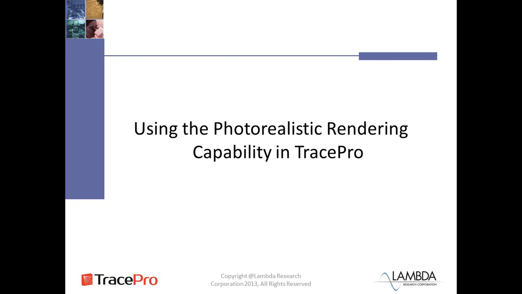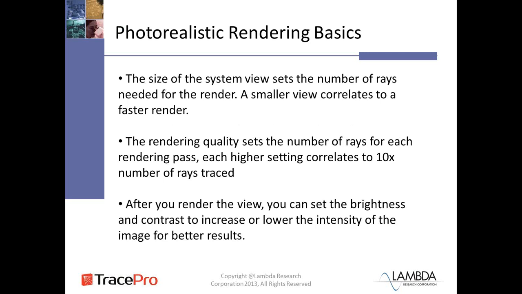So let's get into using the photorealistic rendering capability in TracePro. Let's look at the basics. First of all, you want to check out your photorealistic rendering view. If it's too big, it's going to take a long time. So to start off, you want to set a very small system view. The reason why we're going to use a small system view is because this sets the number of rays needed for the render. The larger the view, the more rays you're going to need. So a smaller view correlates to a much faster render.